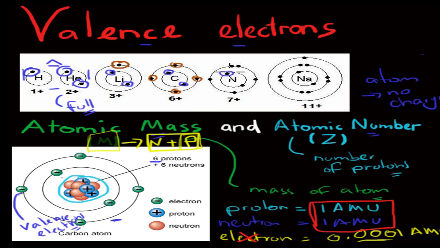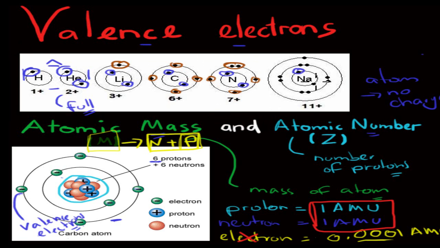Same with nitrogen. Nitrogen has 2 in that first shell, which means it's full, and then it has 5 in the second shell, which means again it has 5, wants 8, so it needs to have 3 more to make it happy or make it achieve its goal.